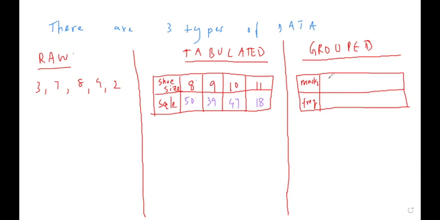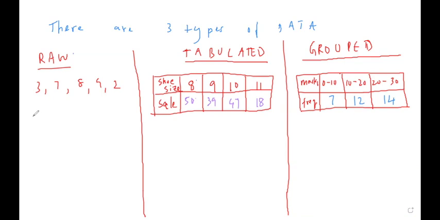So in a test where the marks were out of 30, so 0 to 10, 10 to 20, 20 to 30. Let's say the frequency would be 7, 12, and 14. Okay. So these are the three types of data. And this is especially useful when we look at finding mean.